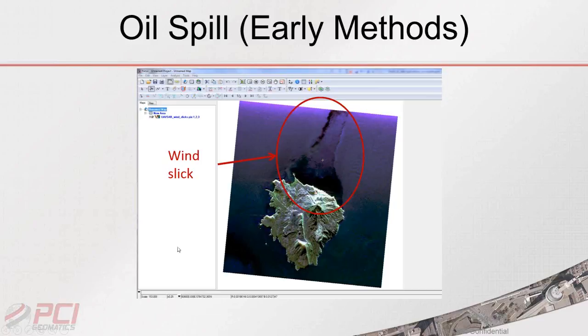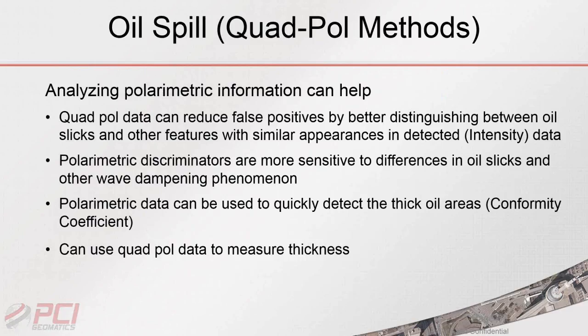So Quad-Pol data, or fully polarimetric information, can be used to reduce false positives and better distinguish the oil slicks. So rather than just looking at the intensity of the SAR signal, we can look at the multiple polarizations that are coming back, sending and receiving information, and say something much more detailed in terms of the oil slicks that we're seeing on the imagery. So there are several algorithms that can be run. The one that I'm going to be showing is commonly known as the conformity coefficient, and this is an algorithm that we have available in our software.